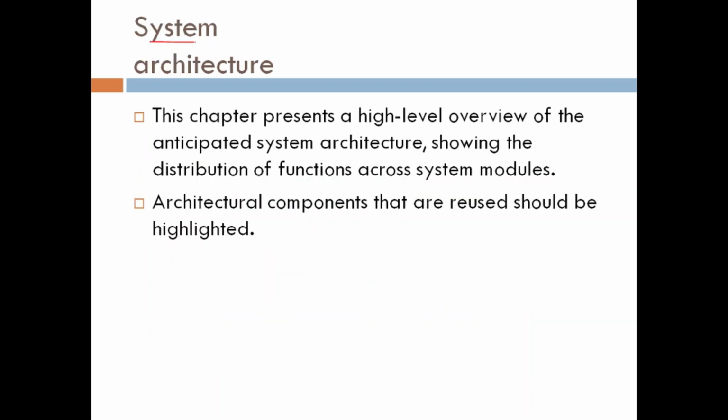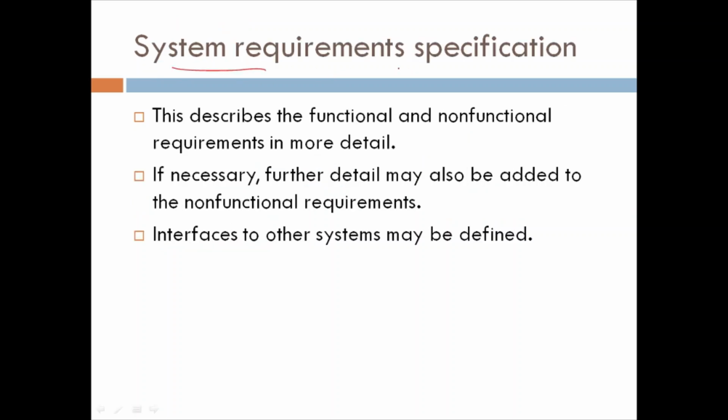Next is system architecture. This chapter talks about a high level overview of the anticipated system architecture, showing the distribution of functions across system modules. Architectural components that are used should also be highlighted. So system architecture talks about the architecture of the software to be developed. Next, system requirements specification. These describe the functional and non-functional requirements in more detail. If necessary, further detail may also be added for the non-functional requirements. Interfaces to other systems may also be defined under this heading.